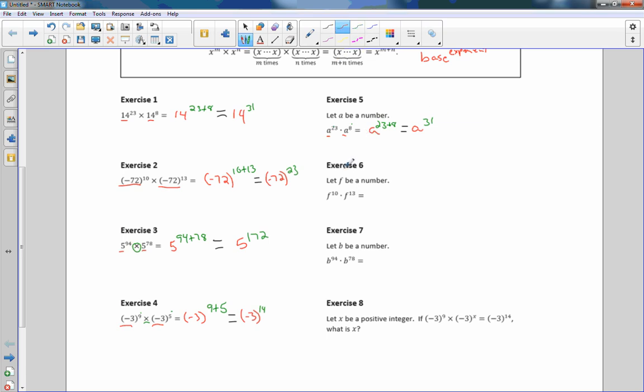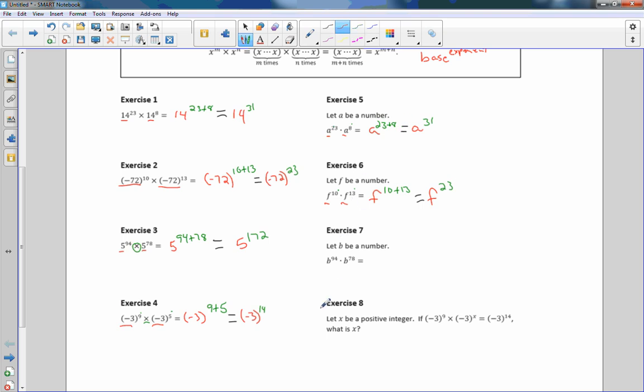Okay. Exercise 6, the base is F. The base is F. The base remains F. The exponent's 10, the exponent's 13, 10 plus 13, and then simplify. That will give me the base F to the power of 10 plus 13, which is 23.